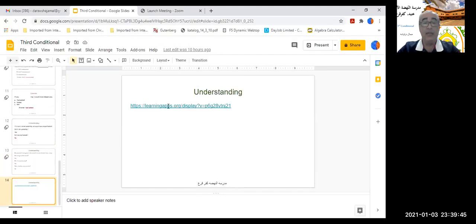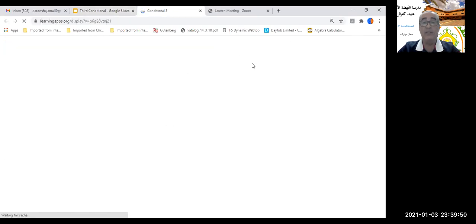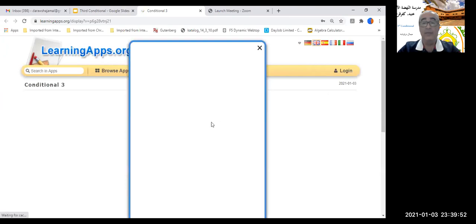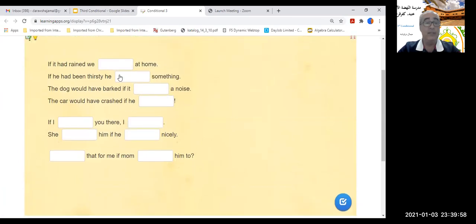Now let's do a little bit of practice here. Okay, I'm going to practice this with you. Let's look at this exercise that I prepared for you. If it had rained, we at home. We stayed at home, we would have stayed at home, we would stay at home. What do you think? Exactly, we would have stayed at home.